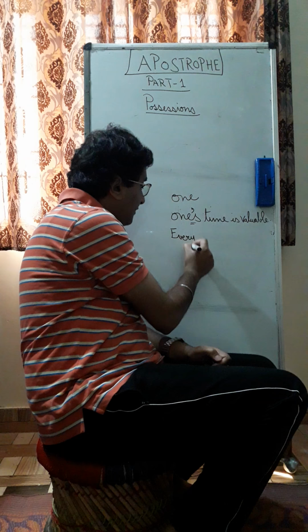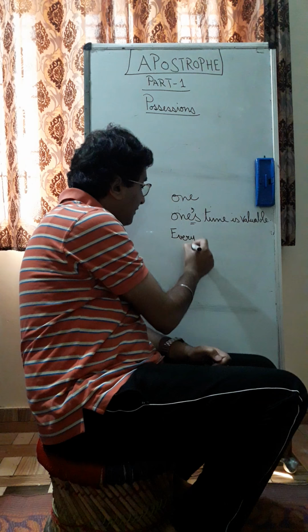For example, if I have a car and somebody comes and says, "Where is Nishant's car?" So how would he write it? He would say, "Where is Nishant's car?" Nishant. He'll put an apostrophe here and an S here. So the apostrophe is between the last letter and the S. So Nishant's car.